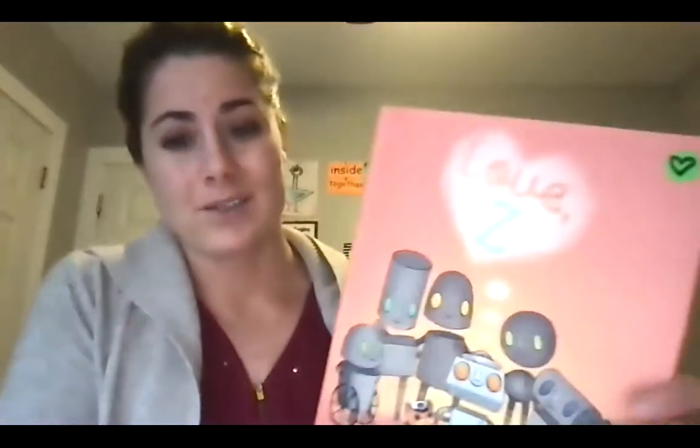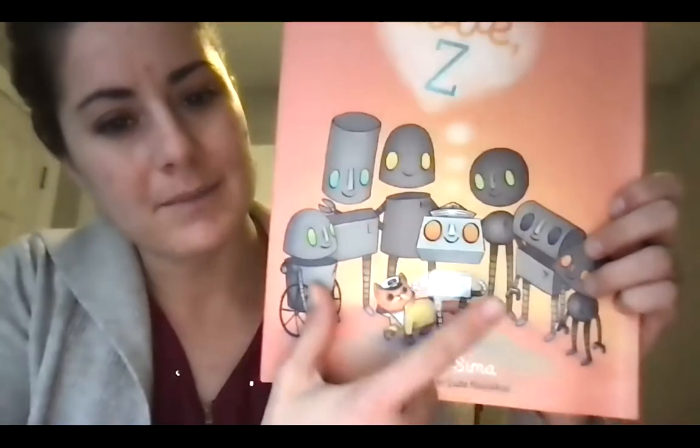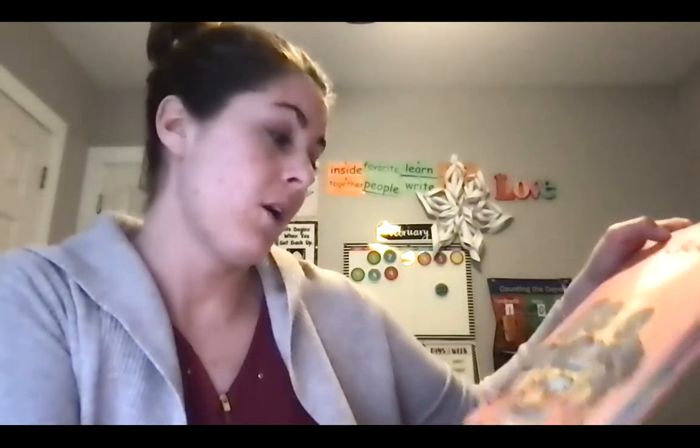And I wanted to read this story because it kind of goes with when love and Valentine's Day is in the air. And this story is just called Love Z. Okay, so he's got a bunch of robots behind him, and there he is, and there's a cat in there. So it's by Jessie Sima. And she's the author of Not Quite Narwhal. Oh, that's a good story. I'll have to read that another time for you.